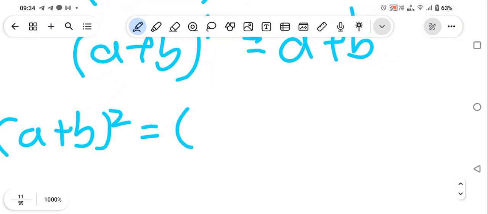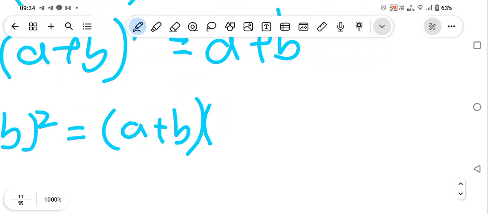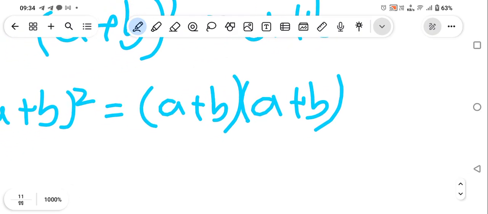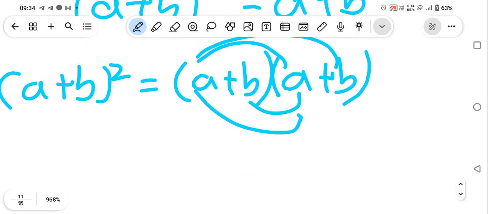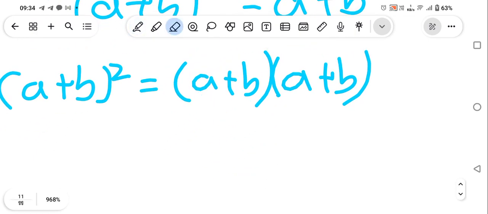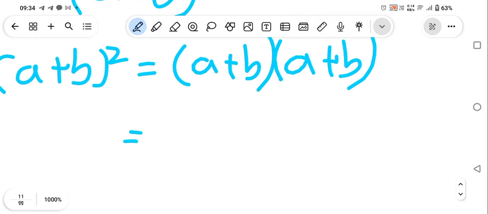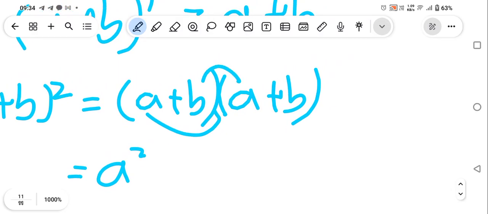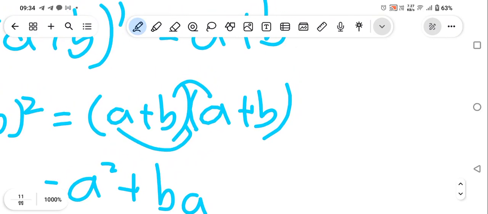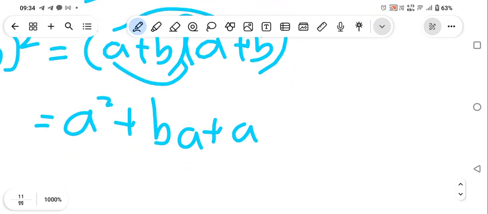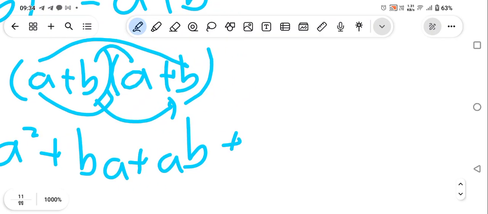The first thing you may think is you multiply a plus b two times and you distribute it using the FOIL method or whatever. So first we have a times a, which is a squared. We have b times a, which is ab, or I'm just going to write ba, and now we have a times b plus ab, and last we have b squared.